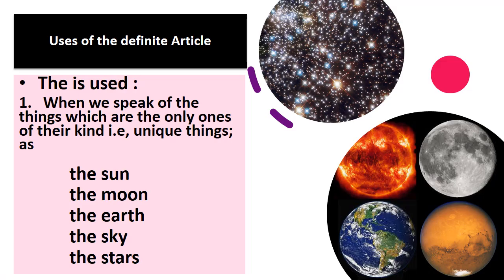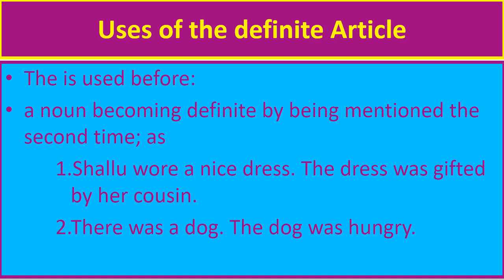Now students, let us learn about the usage of the definite article the. The is used when we speak of the things which are the only ones of their kind, that is unique things, as the sun, the moon, the earth, the sky, the stars. The is used before a noun becoming definite by being mentioned the second time. This thing we have already discussed earlier.